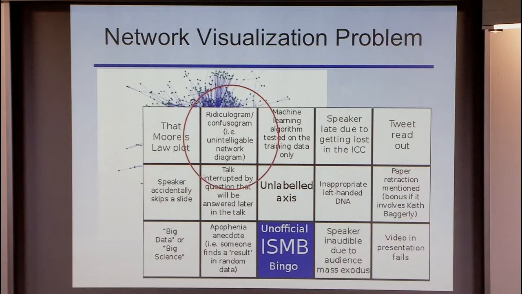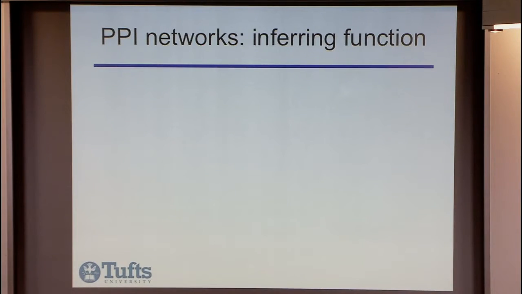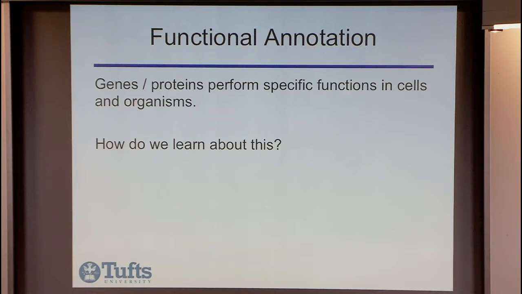All right. So now I want to change gears and talk about how we get function out of all of this. And the first question about that is really, how do we know about function? Right? So genes and proteins do things. How do we know that? Somebody does an experiment. Right. Somebody does something in cells or to yeast, and they write about it.